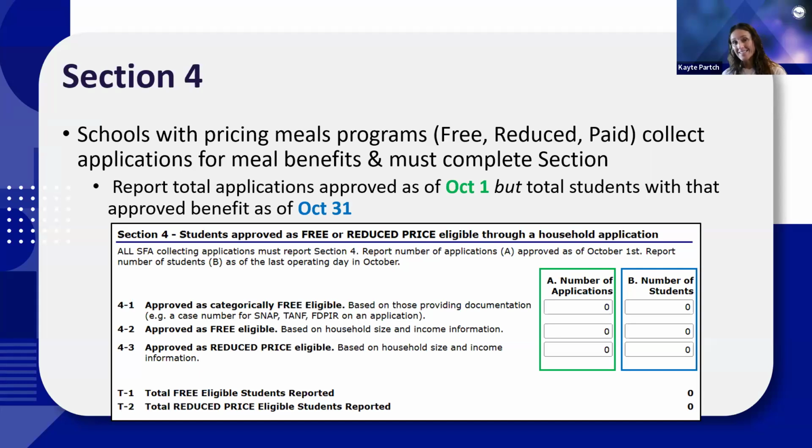On the other hand, the values reported in column B for the number of students should be reflective of the last operating day of October, which for most schools is going to be Friday, October 31st. So you're reporting values based on different days, the first day of the month of October compared to the last operating day of the month of October.